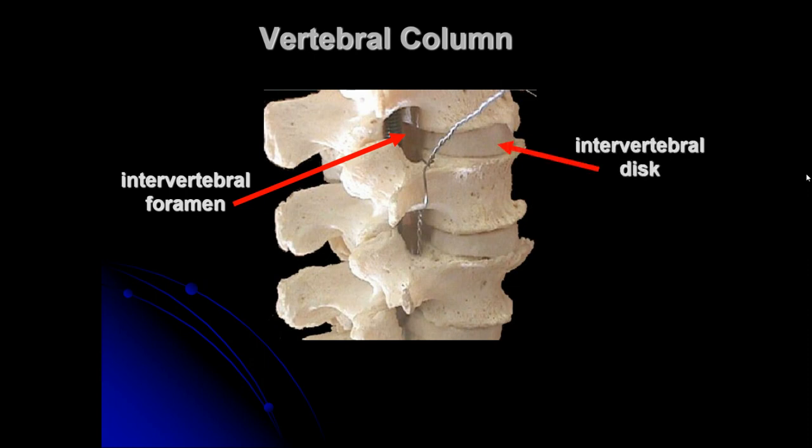We can also see this intervertebral disc. Again, this is fibrocartilage. And what it's going to do is cushion to keep these bones from banging into each other. It keeps them at the right distance of separation, and it also holds them in alignment.